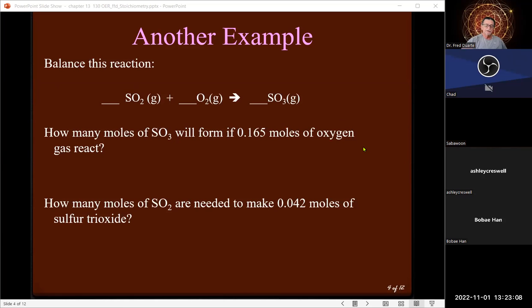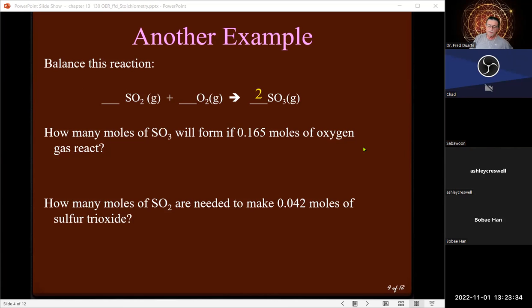All right, so here's an example. We have sulfur dioxide in the presence of oxygen reacted to form sulfur trioxide. Okay, so obviously we can see it is not balanced. So if you're given the reaction, the first thing you've got to do is balance it. Now, this is one of the reactions where we basically do trial and error.